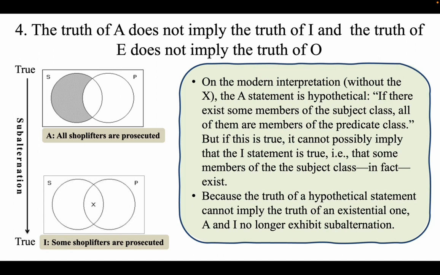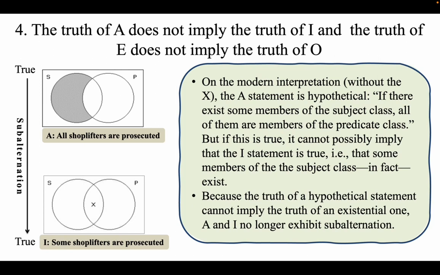The next relation, if you recall, is a relation that says that the truth of a universal implies the truth of its corresponding particular. So if the superaltern is true, its corresponding subaltern must be true. Or, in other words, if A is true, according to the traditional interpretation, I must be, by logical necessity, true. But this no longer occurs in the modern interpretation. Let me show you why.